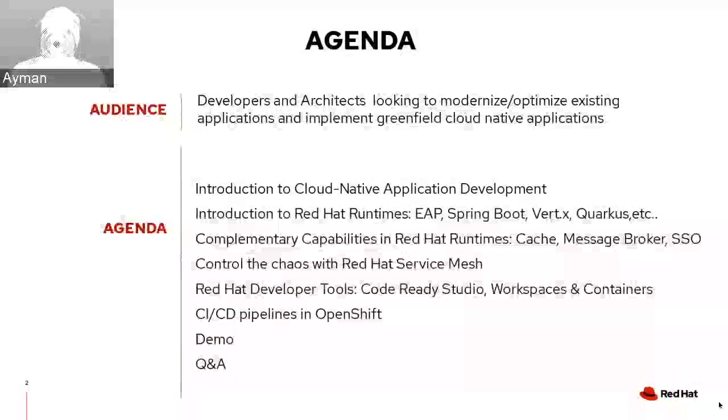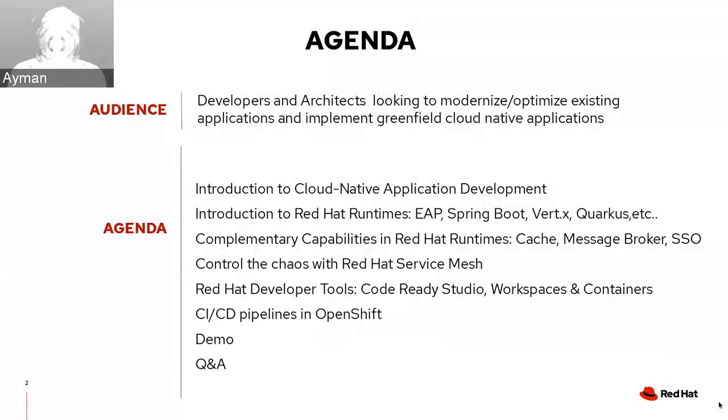For the agenda for today, we're going to talk about an introduction to cloud native development. What does it mean? The architecture principles behind it, and the business principles around it as well. And then we will quickly introduce the Red Hat Runtimes. What does it mean? What's the Red Hat strategy for adopting cloud native, and what does it mean to us? Then I will hand over to Sirat.